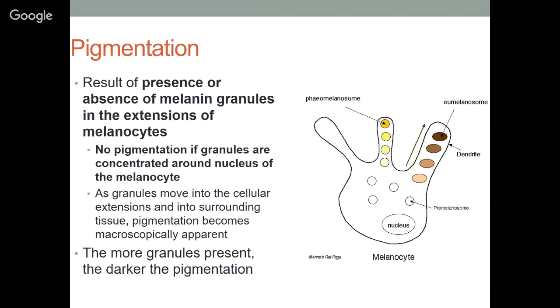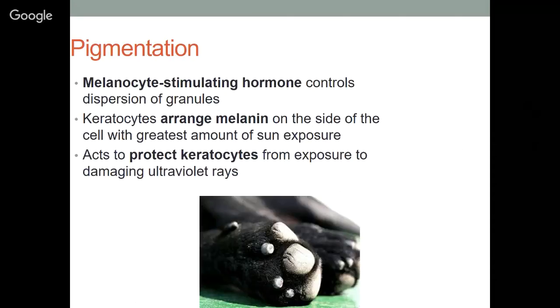Melanocyte stimulating hormone is what controls the dispersion of granules. And keratinocytes will arrange melanin on the side of the cell with the greatest amount of sun exposure. What this does is it protects the keratinocytes from exposure to damaging ultraviolet rays. If you think about this, you will understand that genetically through time, we see darker skins in warmer climes and we see lighter skins in cooler climes. And that is a protective mechanism that the skin has in order to protect itself and protect the being within that skin from damage from UV rays.